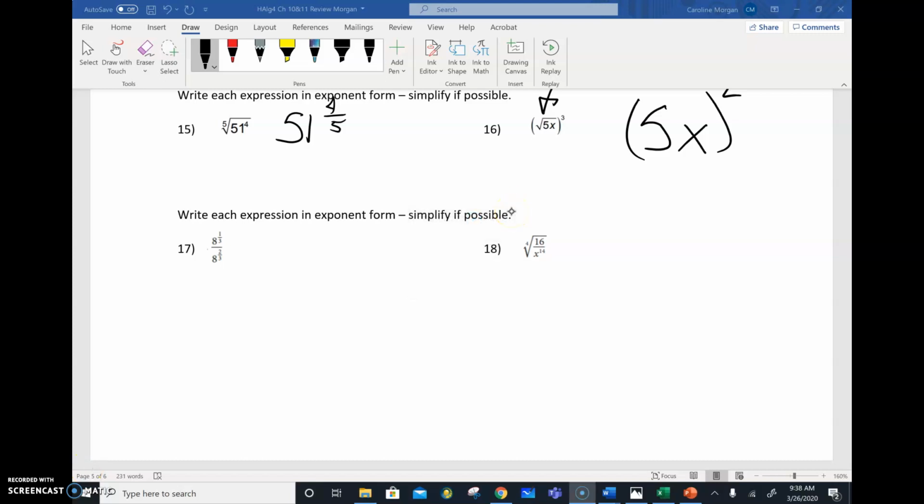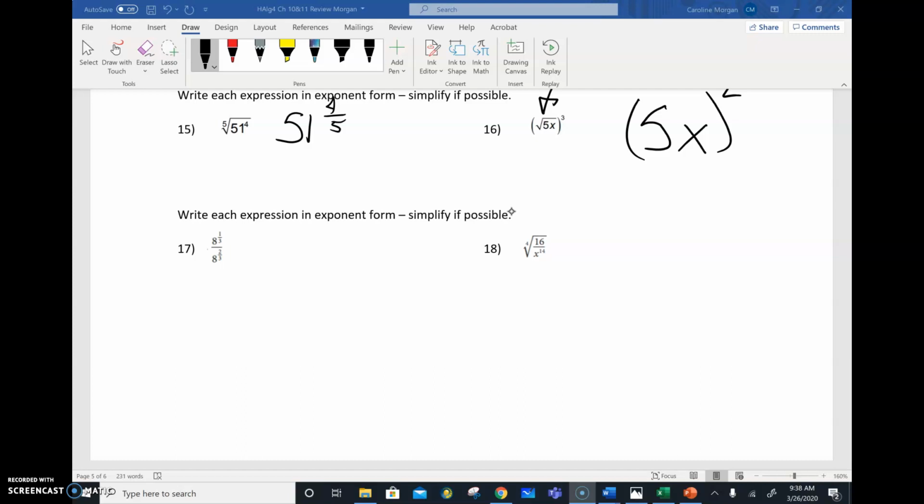All right, we're in part 3 of the review video. Number 17. So here we have expressions written with rational exponents, which means fractional exponents. And we need to simplify, and we need to watch if we have to rationalize the denominator.